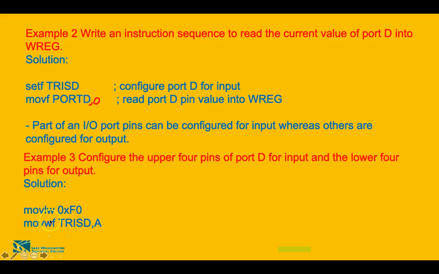So this is the instruction: move a literal number to the working register, and the literal number is F0. And then it says the upper 4 pins of port D for input, and lower four pins for output. Then move the working register value into the file register, which is your TRIS D. And this TRIS D is going to have this value F0, which means it's going to have 1 1 1 1 and then 0 0 0 0. So you're making 4 pins as input and 4 pins as output.